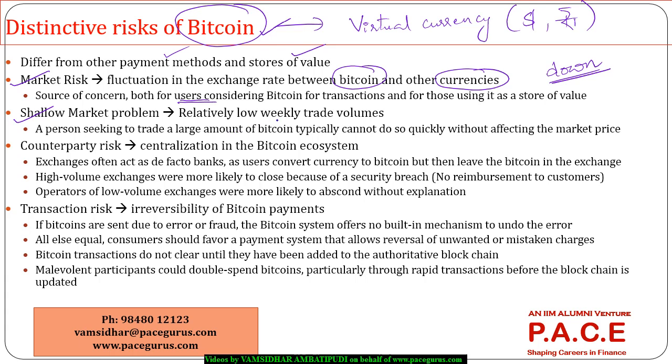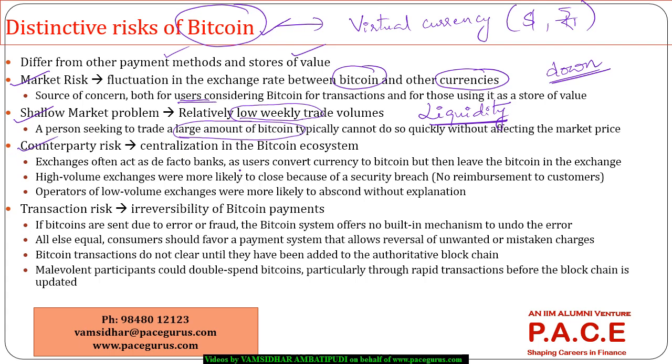Then we have a shallow market problem. So the trading volumes of Bitcoin even till date are very low. So the weekly volumes are much lower. So if I really want to exchange a big number of Bitcoins, it becomes a big problem for me. So that is what we are calling a shallow market problem. So I want to trade a large amount of Bitcoin. I cannot do so immediately without compromising on the price. So basically it's a huge liquidity related issue currently with the usage of Bitcoin, especially if I want to trade in large amounts of that Bitcoin.